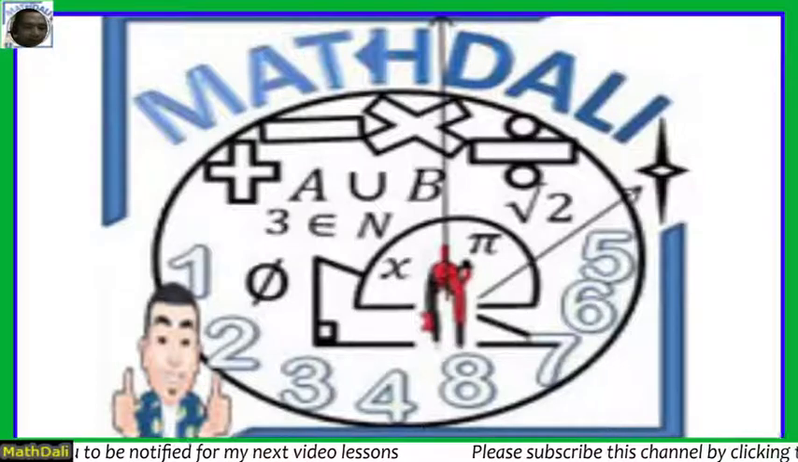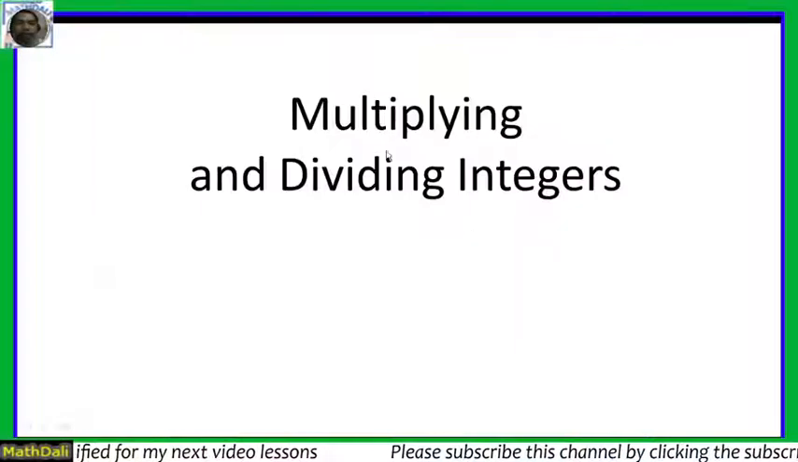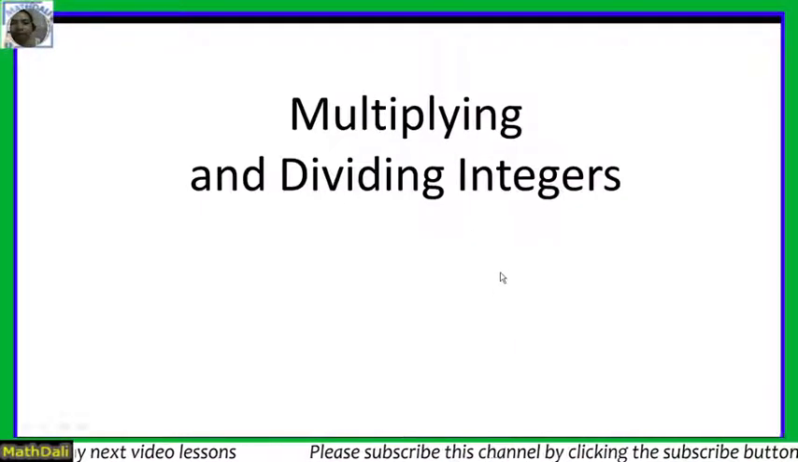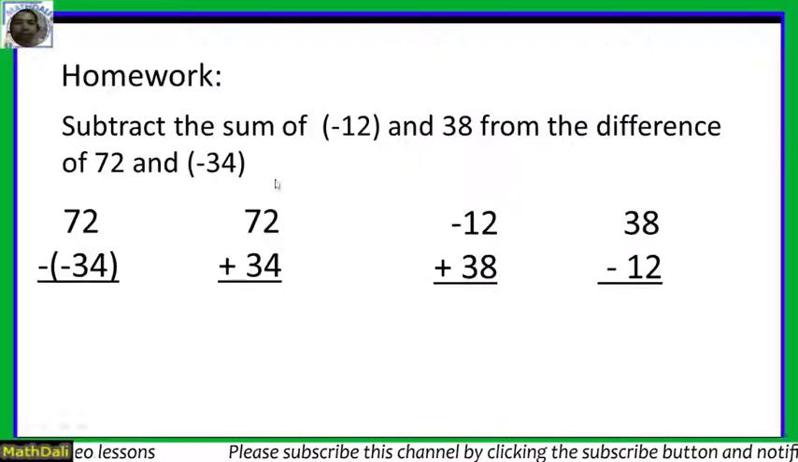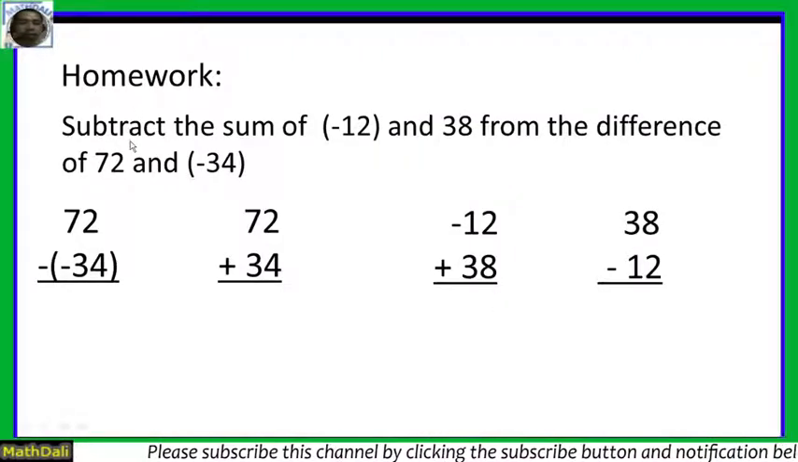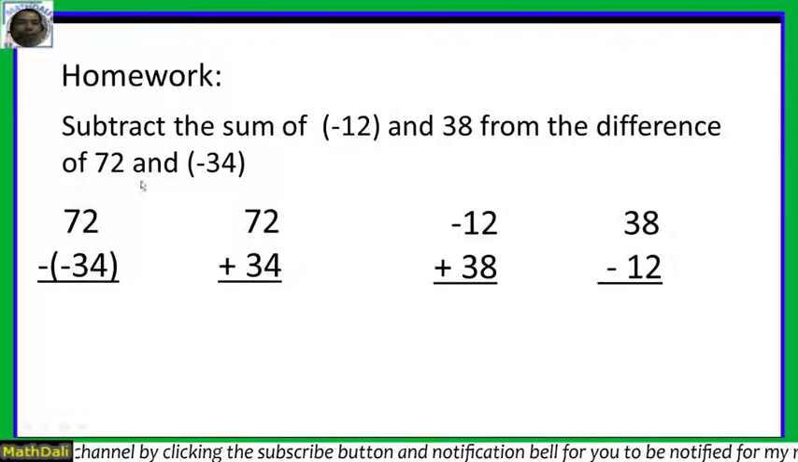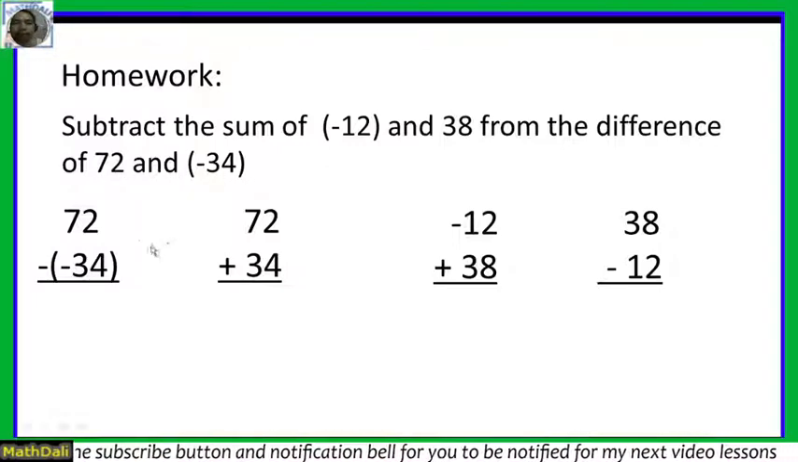So, ngayon, pag-aaralan natin yung tungkol sa multiplying and dividing integers. Pero bago yan, may binigay ako sa inyong homework last time. That is, we're going to subtract the sum of negative 12 and 38 from the difference of 72 and negative 34. So, una, kukunin muna natin yung ating minuend.